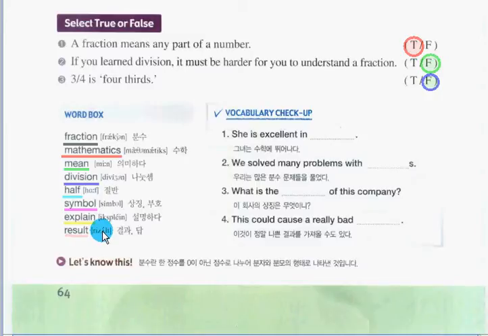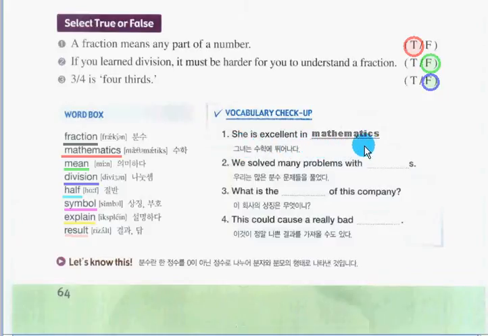So now we can answer vocabulary checkup. You can see here blank spaces, right? So we will find out the missing word by looking at our word box. Are you ready now? So let's start. Number 1. She is excellent in blank. The missing word here is mathematics. She is excellent in mathematics.